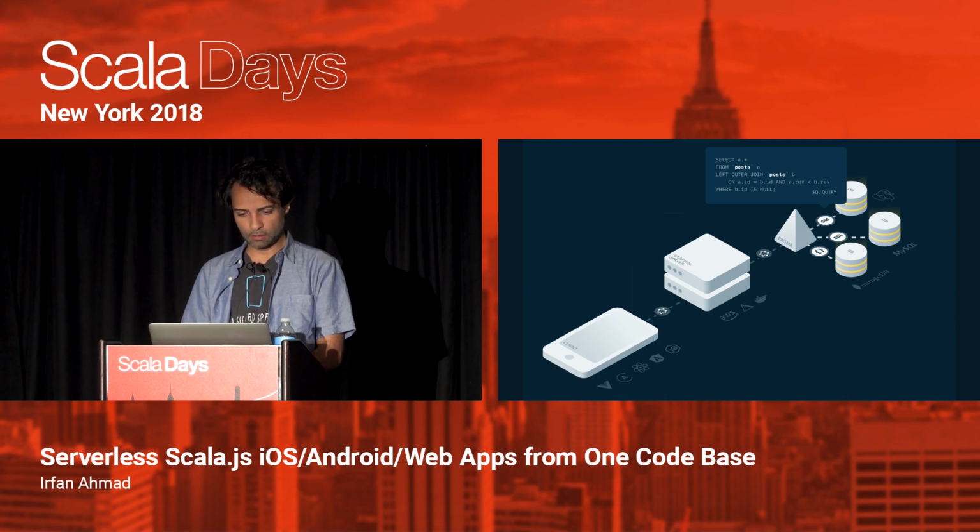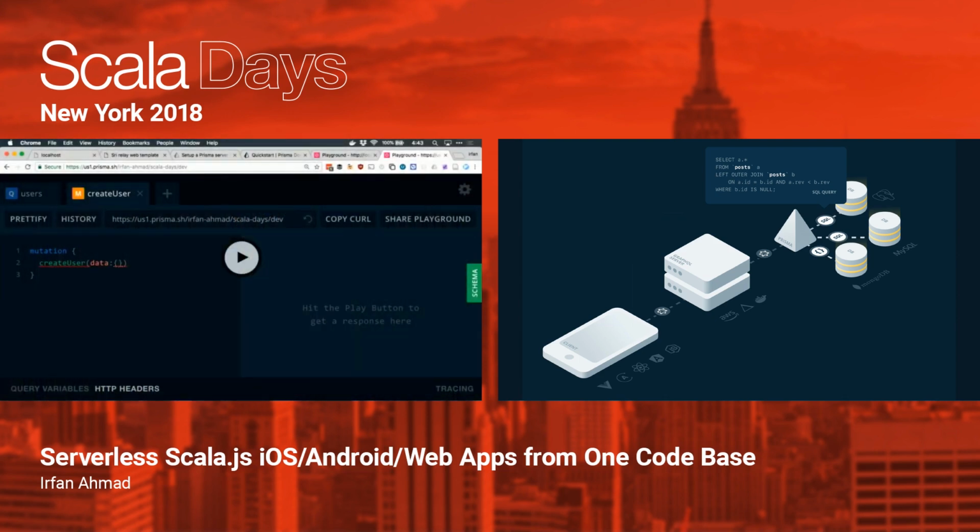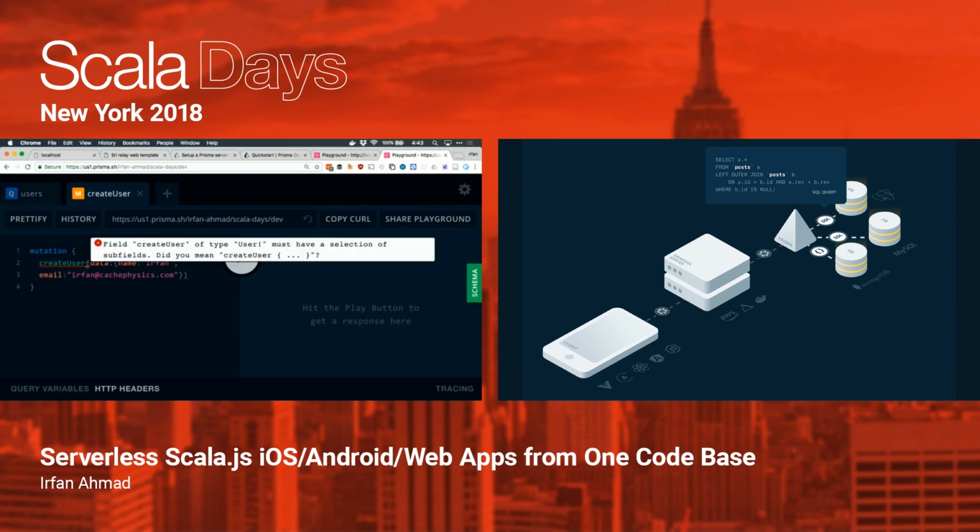So for create user, we're going to say, okay, well, the user that we want to create has a name, which is Irfan. That's me, guys. And then we have an email that is going to be irfan@cashphysics.com. Okay, so now what we see here is there's still an error. So let's see. Field create user of type user must have a selection of subfields.